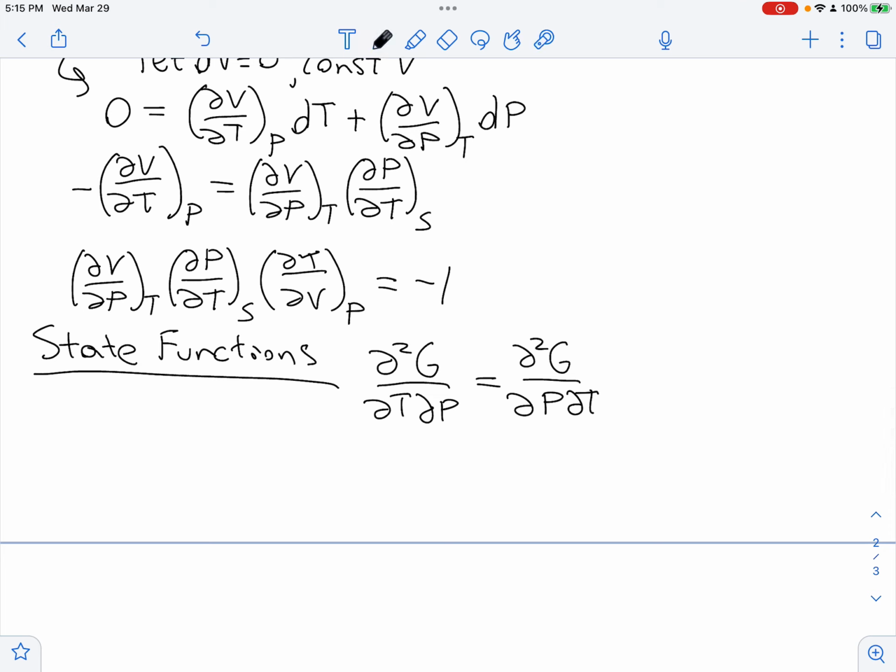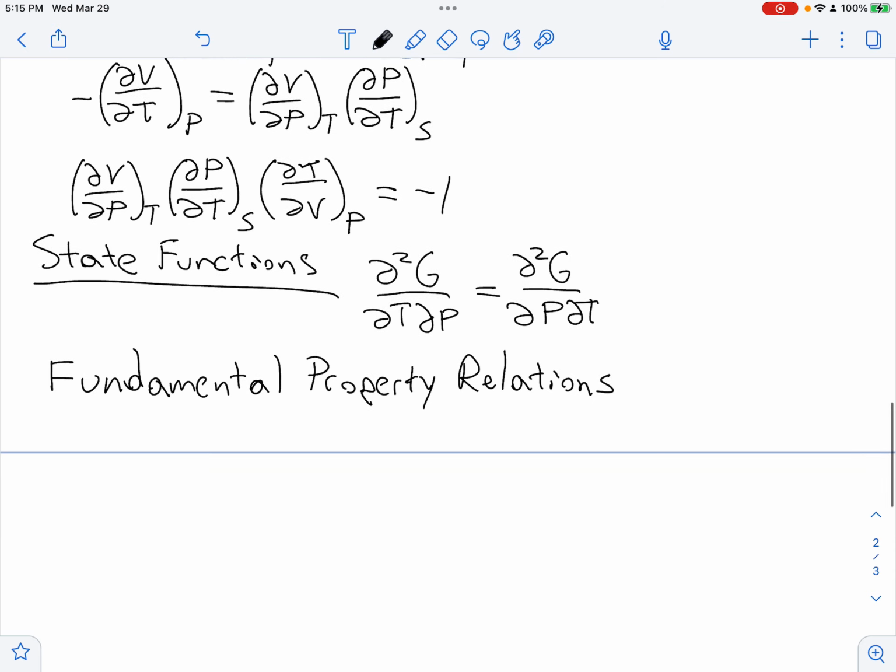Before we get to Maxwell relations, I'm going to talk about fundamental property relations. So this is where we start marrying the mathematical concepts with the thermodynamic concepts. Okay, let's start with this one. dU equals TdS minus PdV.